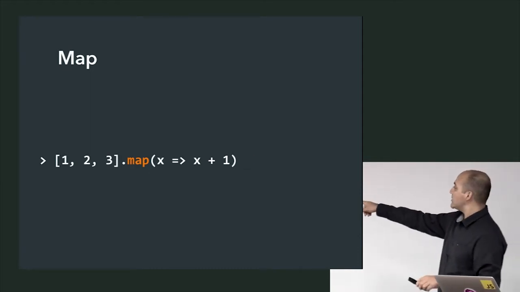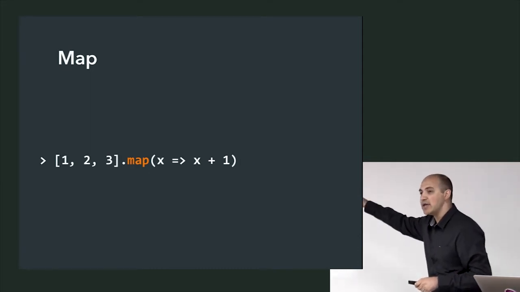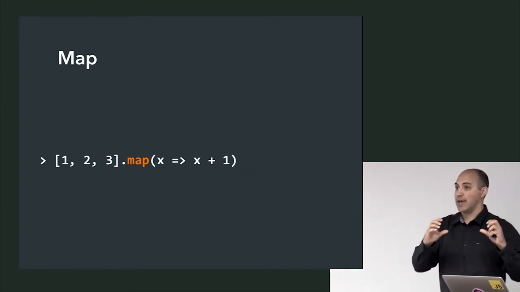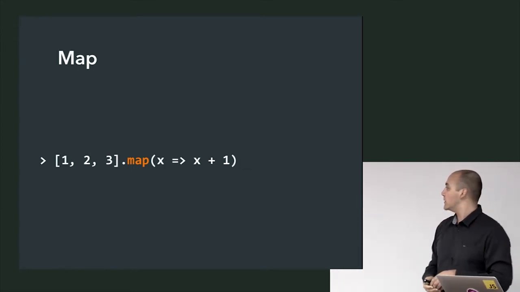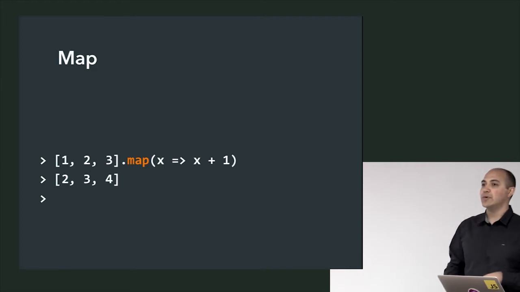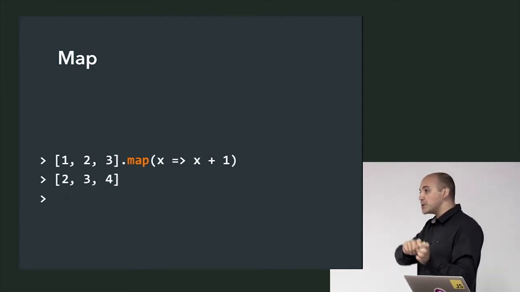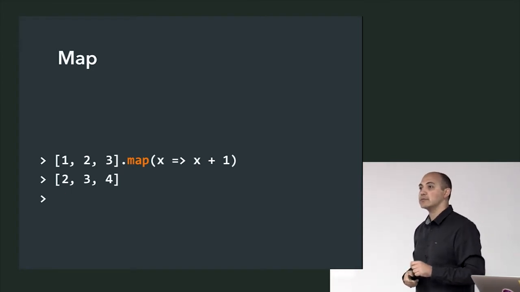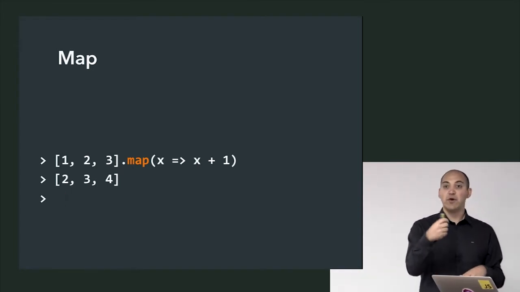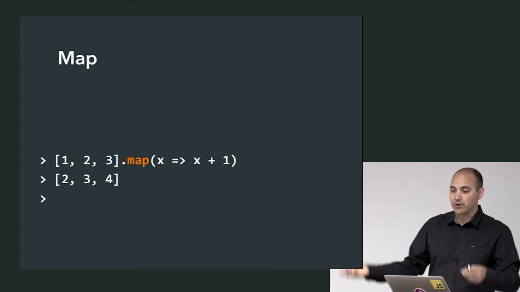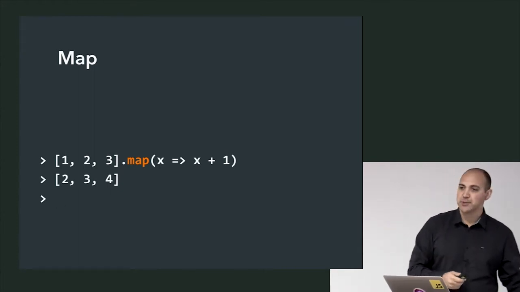So I'm going to apply this function to every item in the collection and create a new collection containing the results. If we run this, we get 2, 3, 4. We didn't change the original array. We actually created a whole new array. So if you ever want to transform every item in a collection and put it into a new collection, map's the tool for the job.